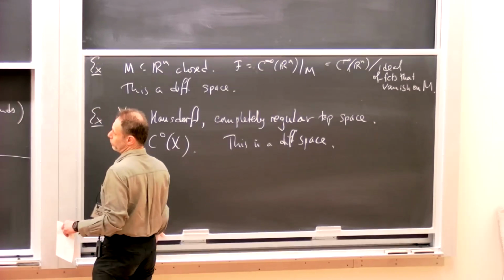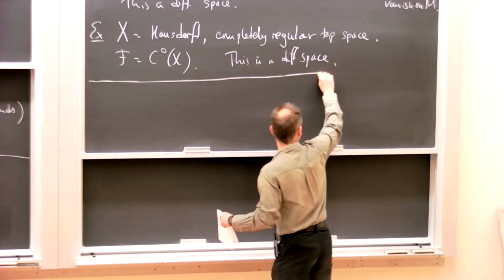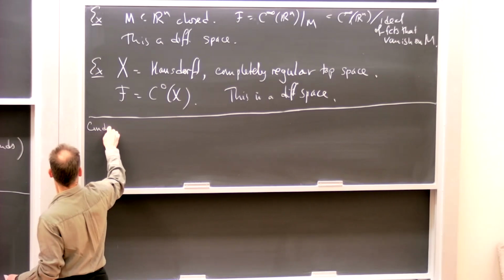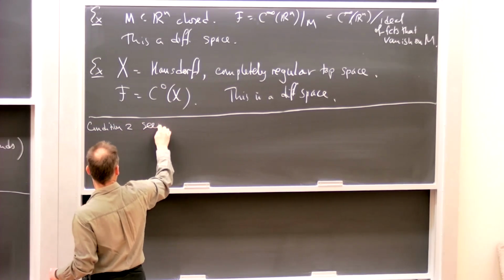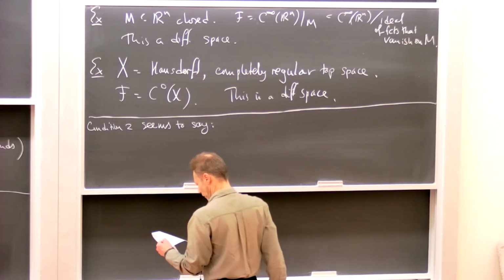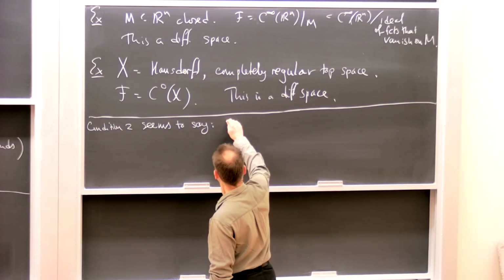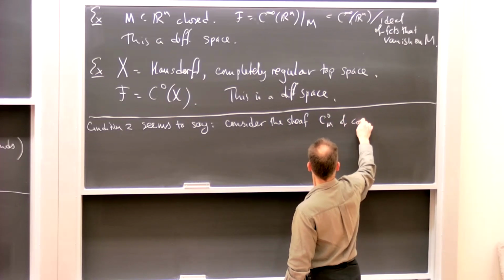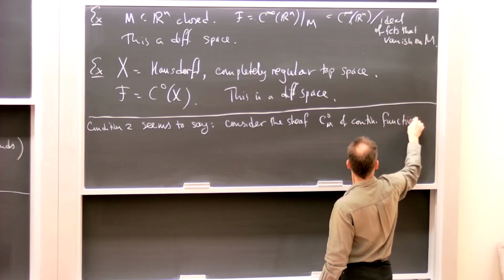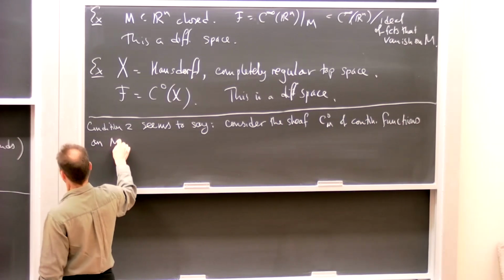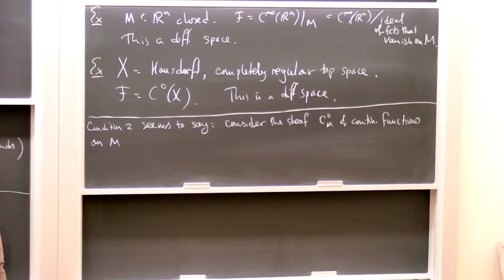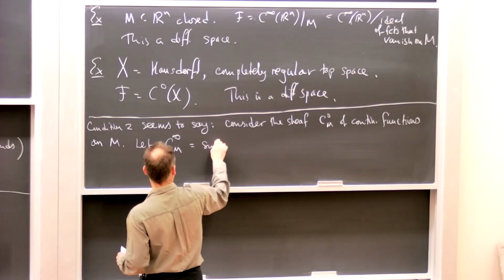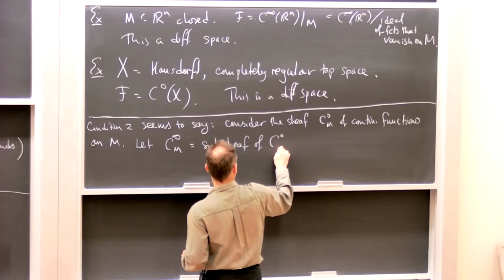Right, I want to make 2 comments on this definition and why I find it weird. So condition 2 seems to say the following. Consider the sheaf C0 sub M of continuous functions on M. Once you give M a topology, you can look at all continuous functions. So let C infinity sub M be the subsheaf of C0 sub M generated by F.